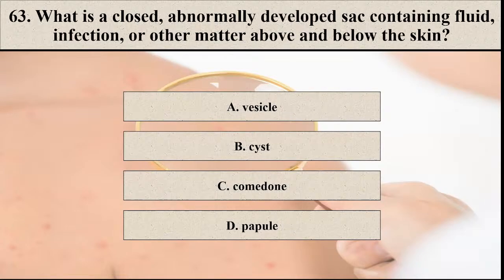What is a closed, abnormally developed sac containing fluid, infection, and other matter above and below the skin? Is it vesicle, cyst, comedone, papule? If you chose B, cyst, you are correct.